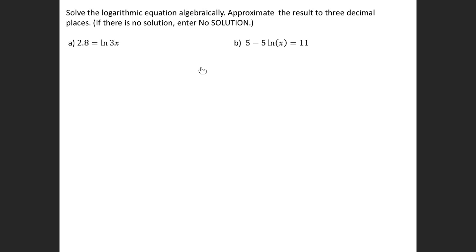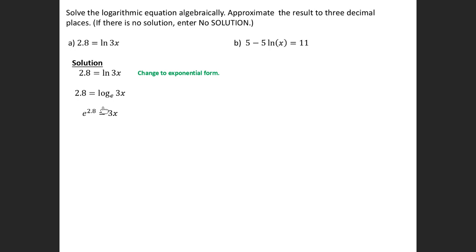Okay, so here we have 2.8 equals natural log of 3x. The x is trapped with the natural log of 3x, if I forgot my parentheses there. So in order to get rid of this, maybe we change it to exponential form. The natural log is the same as log with the base e. So ln is the same as log e.